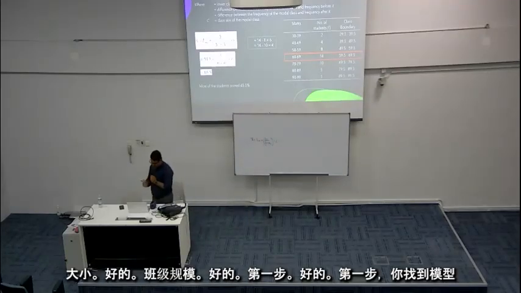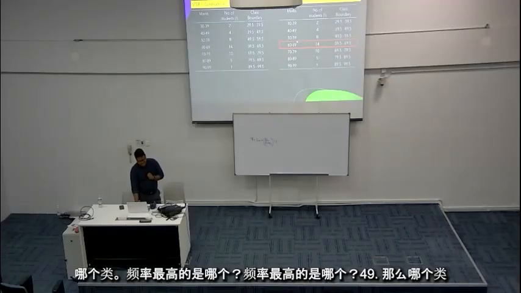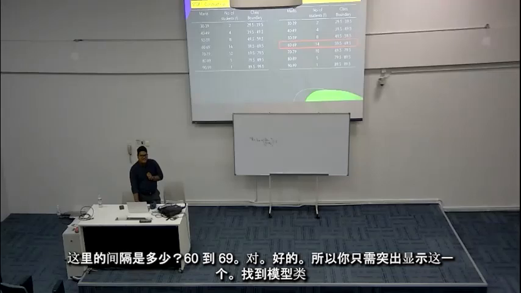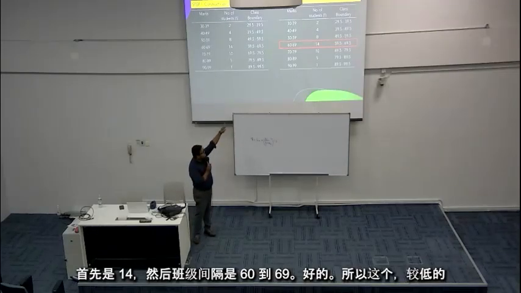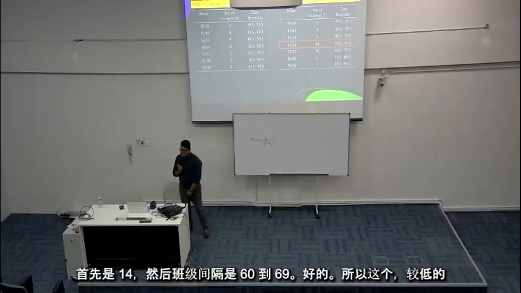Okay, the first step here, you find the modal class. What is the highest frequency? 14, right? So which class interval here? 60 until 69, right? Okay. So you just highlight this one. Find the modal class first, 14, and then the class interval is 60 until 69.